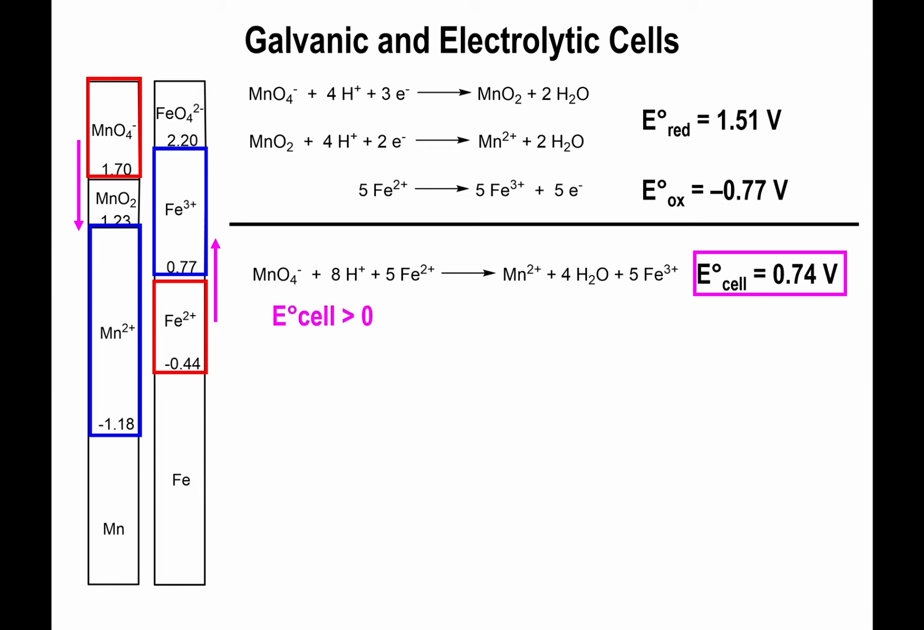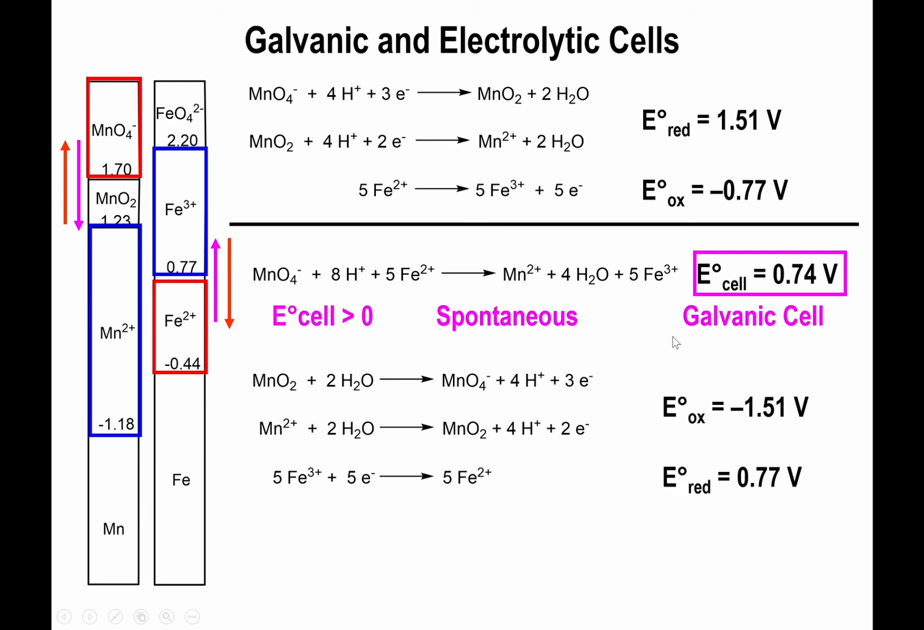Anytime that you get a redox reaction for which the potential is greater than 0, you're looking at a process that's going to happen spontaneously. And moreover, this particular process where the cell potential is greater than 0, we refer to as a galvanic cell. And what this means is that the moment you combine those two reactants, they will react with each other spontaneously to give you the products.